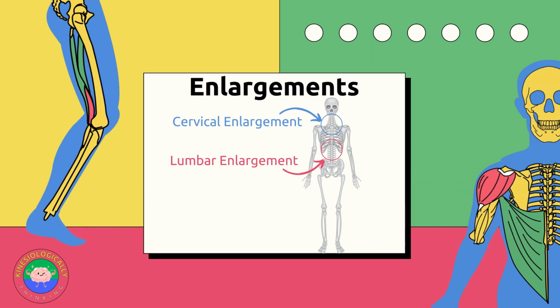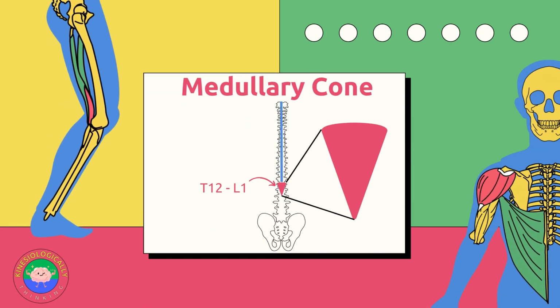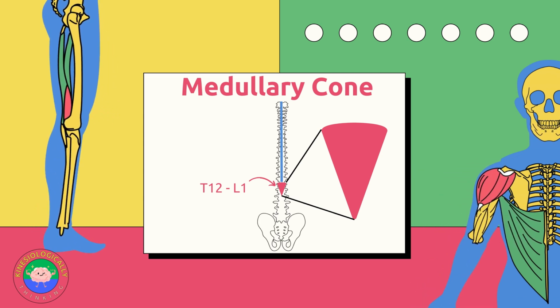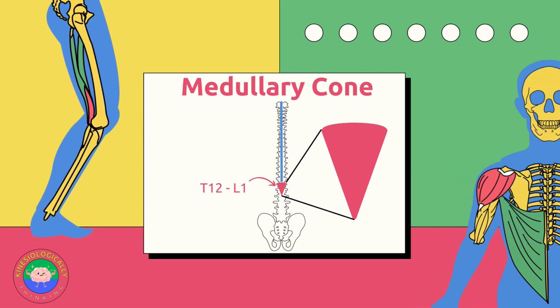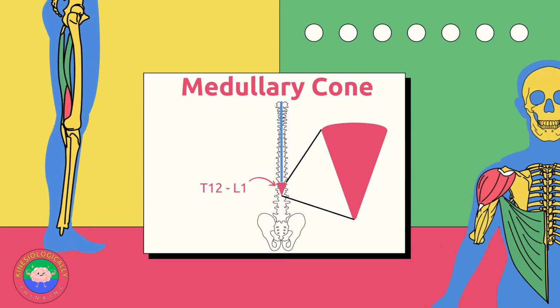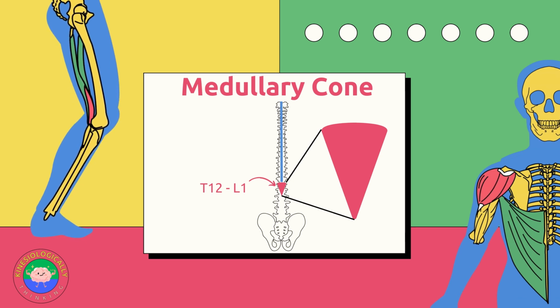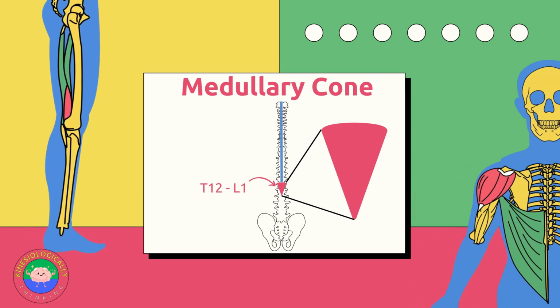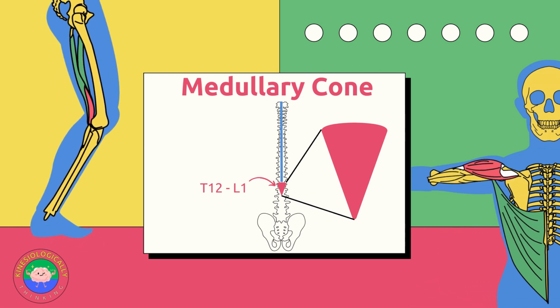Next is the medullary cone. This unique area of the spinal cord is found around the T12 to L1 level, and you'll notice in the lab that it will look exactly like a little cone, like our little diagram here indicated by the pink triangle, and the rest of the spinal cord as the blue line. It is important to help stabilize the spinal cord to the coccyx.